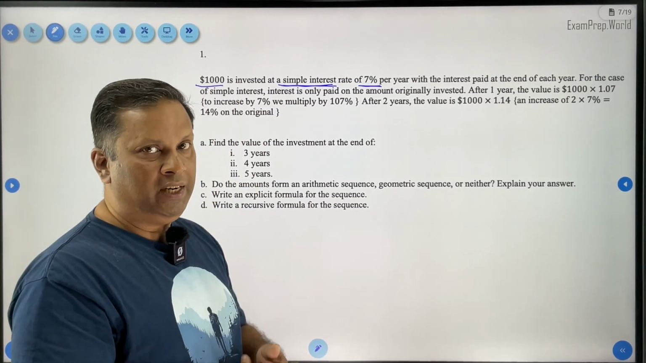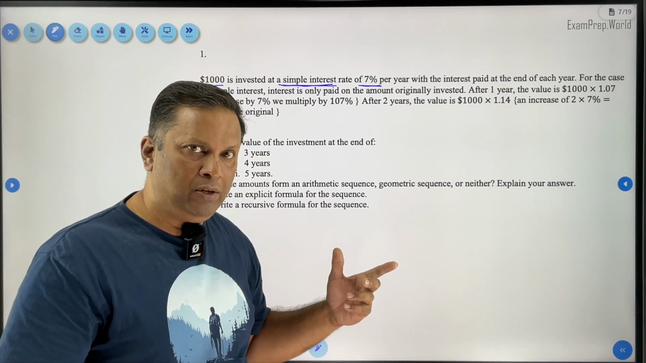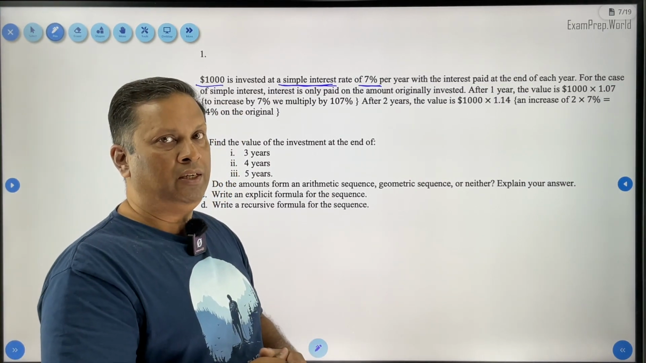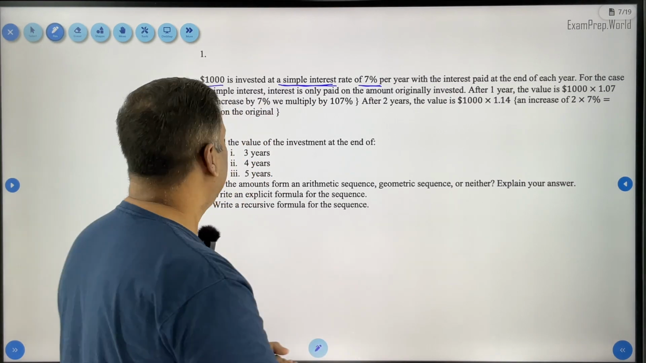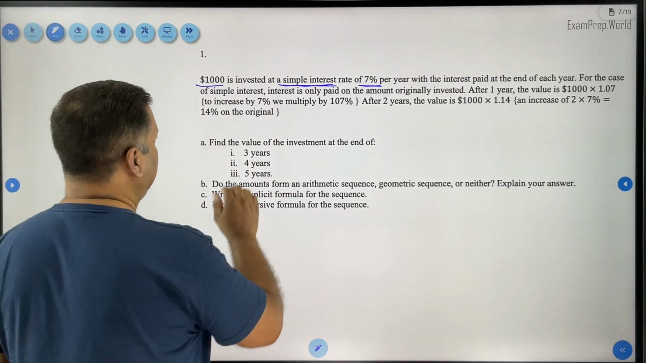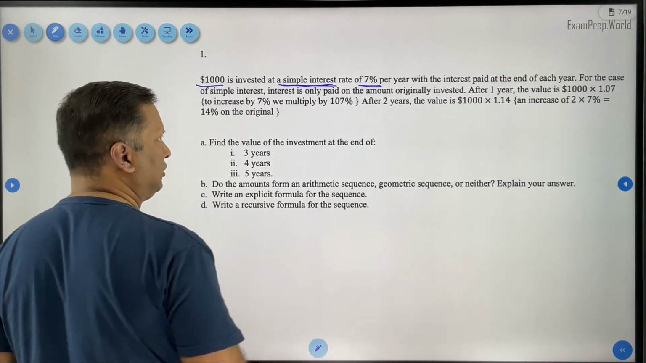But what about the second year? The interest amount every year is $70. So in the second year also you will get only $70. You won't get 7% of $1,070. So he's asking, find the investment at the end of 3 years, 4 years, 5 years.